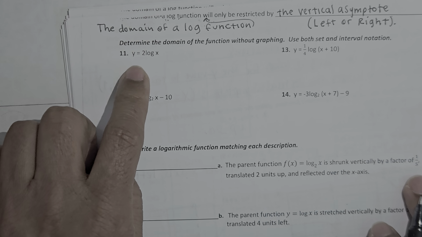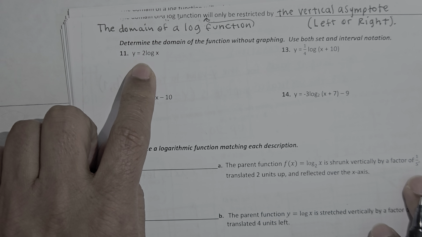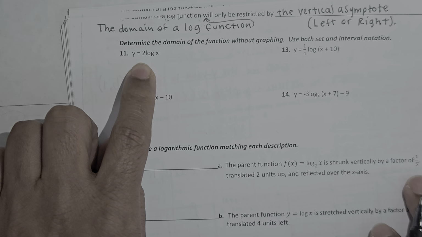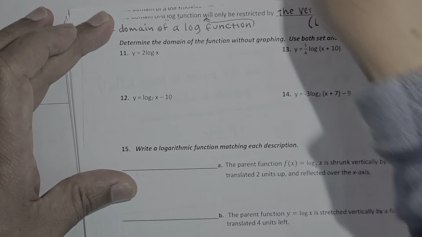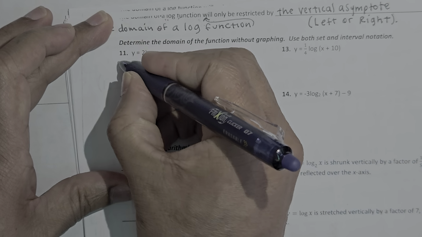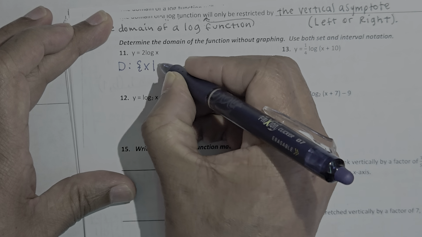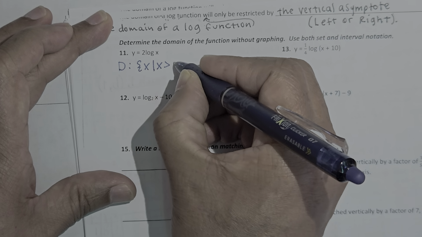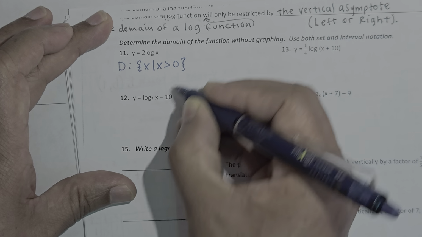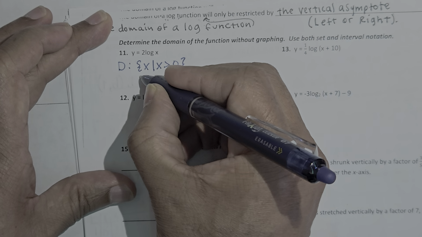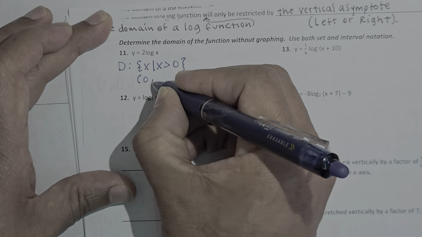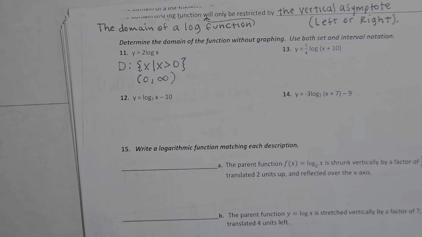So in this case, there is no parentheses. So that means no left, no right. So that means it goes from 0. So in set notation, domain is x such that x is greater than 0. And in interval notation, goes from 0 to infinity.